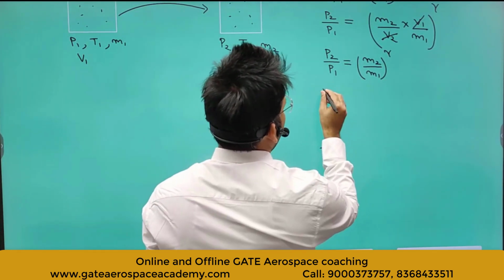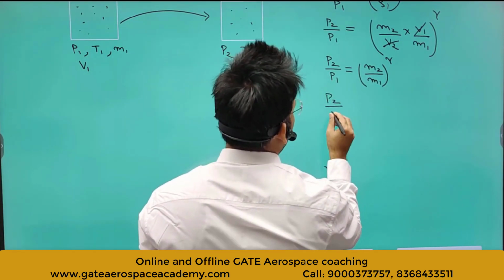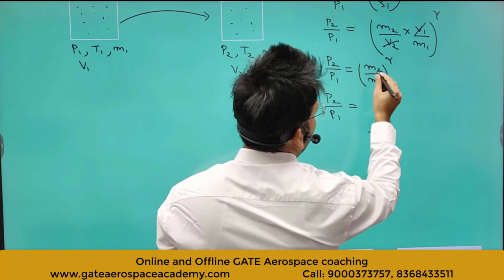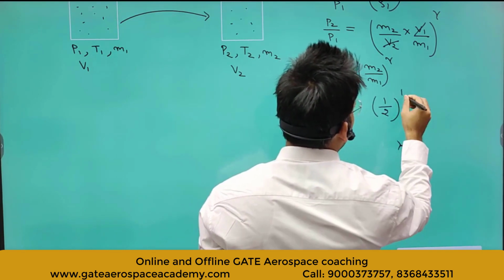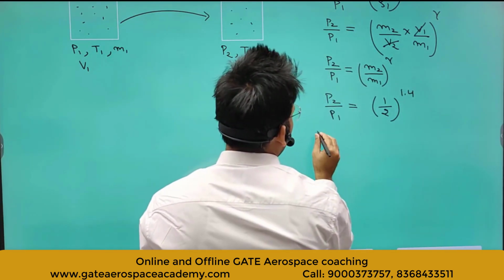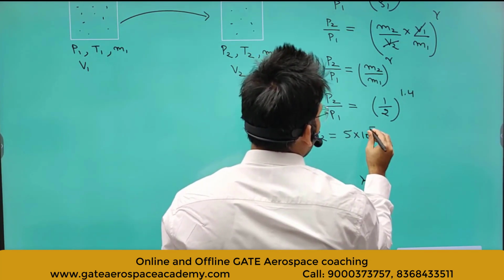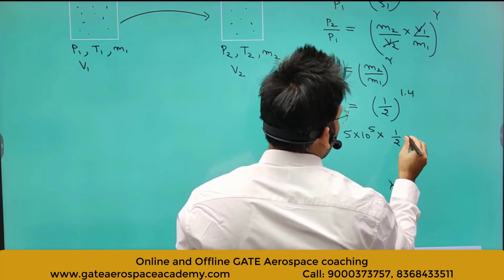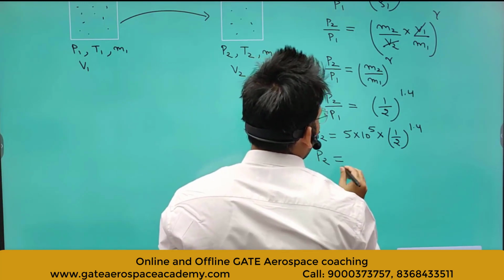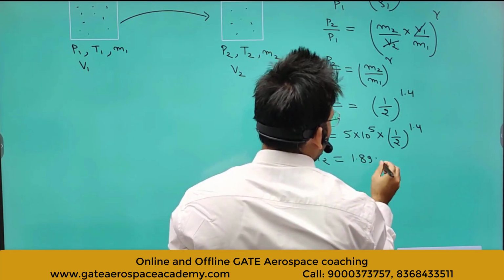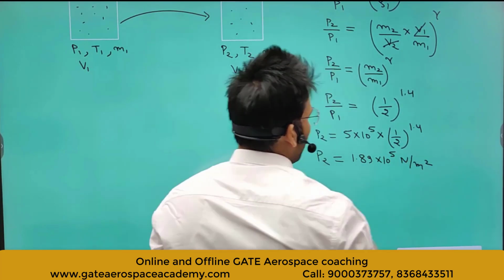Right? So p2 by p1 is equal to m2 over m1, which is half of m1, so half power raised to 1.4. So p2 is equal to 5 into 10 raised to power 5 into half power raised to 1.4. So p2 is 1.89 into 10 raised to power 5 Newton per meter square.